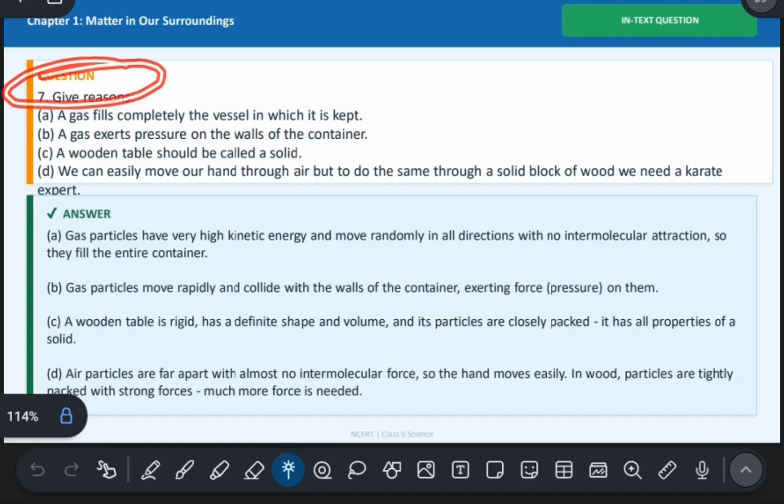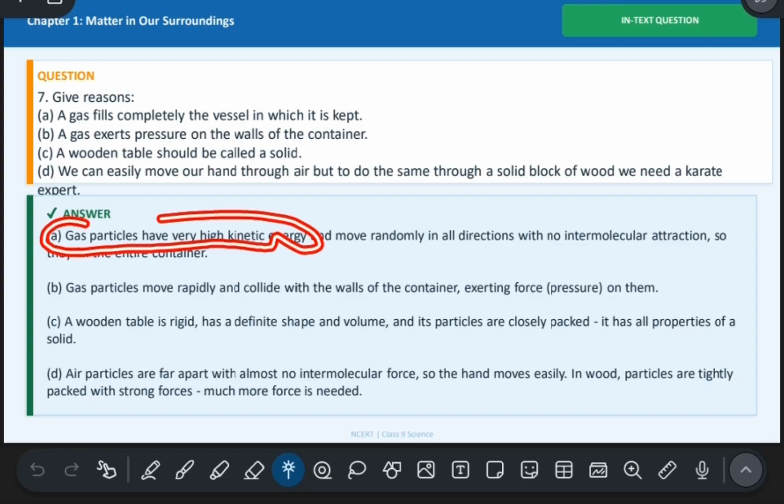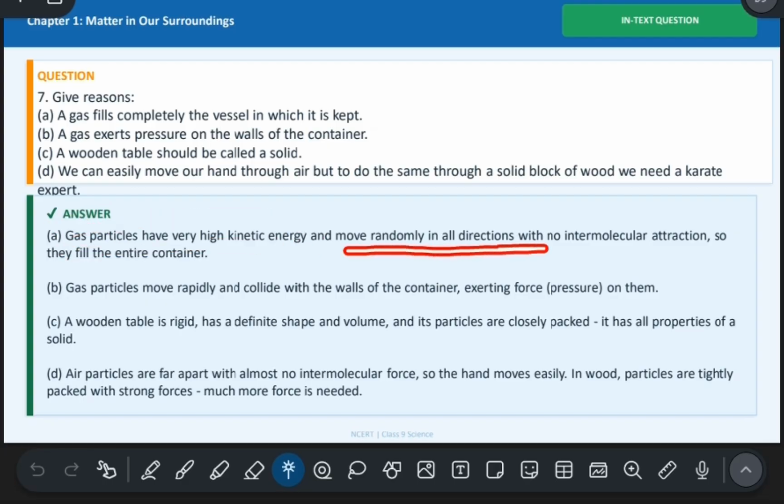Now question number 7. Give reason why gas fills completely the vessel in which it is kept. This is because gas particles have very high kinetic energy and move randomly in all directions. So they fill the entire container. Next is gas exerts pressure on the walls of container. So gas particles move rapidly and collide with the walls of the container, which exerts pressure on them.